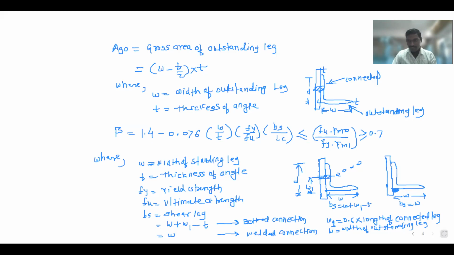Yes, sir. Okay. So the next unknown is LC, and LC is the length between end connection. Length between end connection of the member.